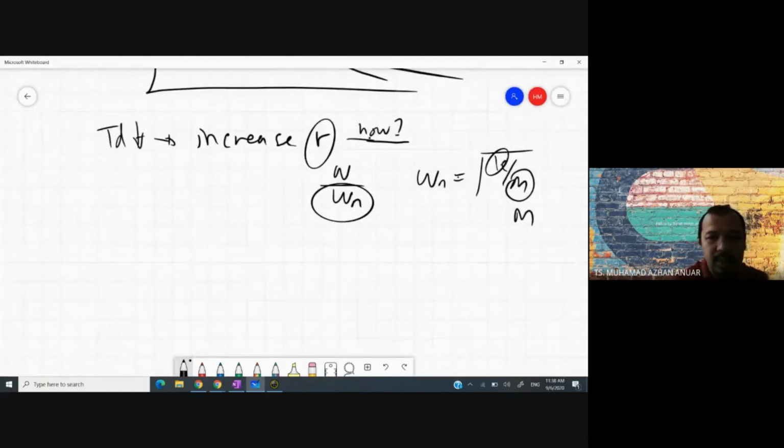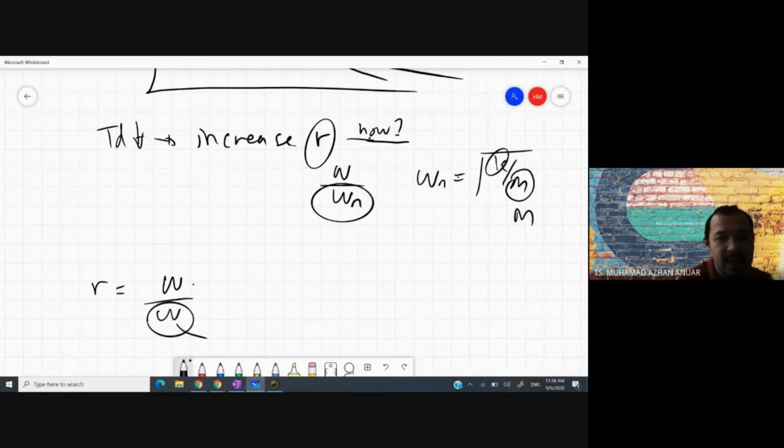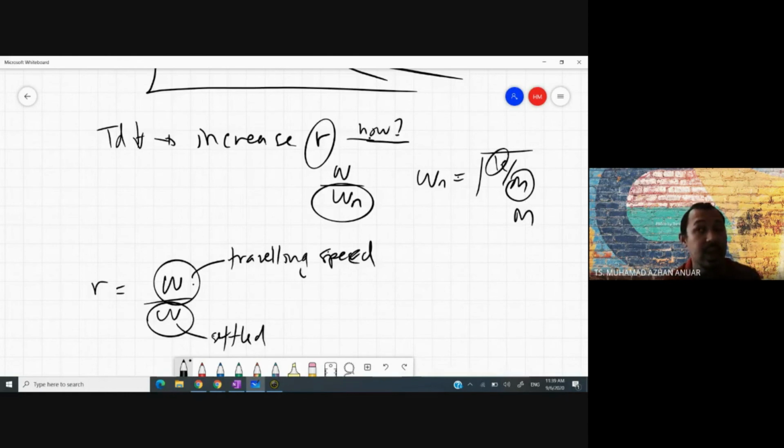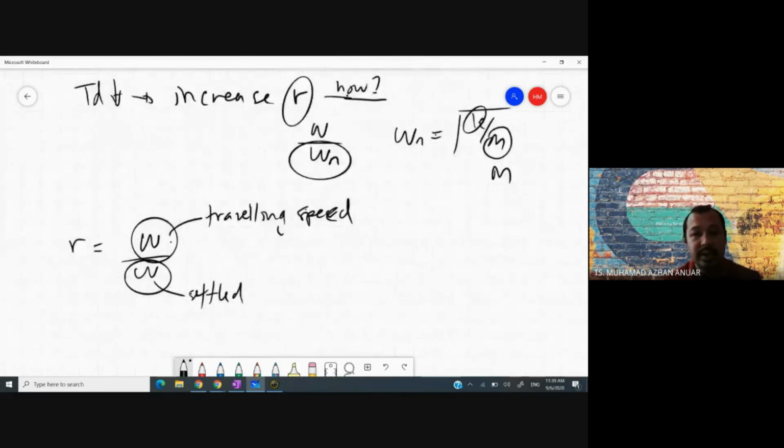So when we talk about the base motion, we talk about the omega. So R is equal to omega divided by omega n. So this one settles. But this one depends on the traveling speed, because we are talking about a car moving on a rough road. So it really depends on the traveling speed.